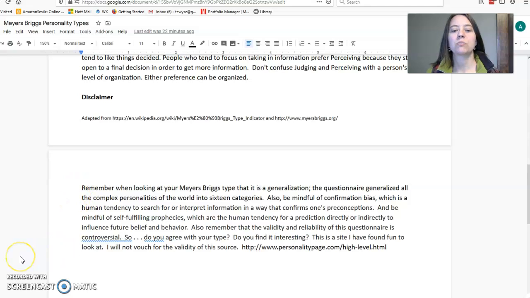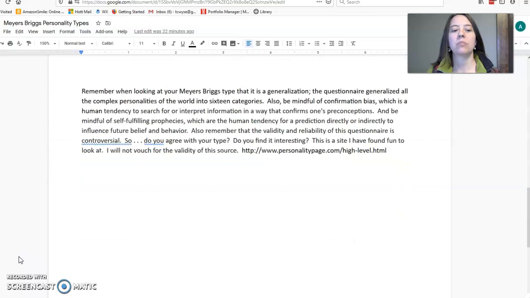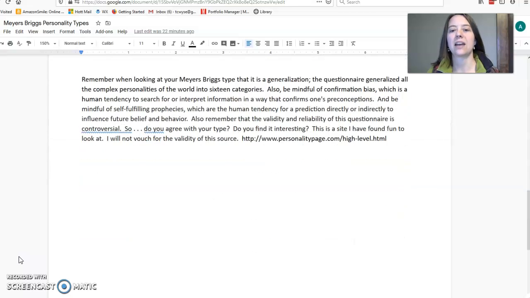Remember when looking at your Myers-Briggs type that it is a generalization. The questionnaire generalized all the complex personalities of the world into 16 categories. Also, be mindful of confirmation bias, which is a human tendency to search for or interpret information in a way that confirms one's preconceptions. And also be mindful of self-fulfilling prophecies, which are the human tendency for a prediction directly or indirectly to influence future belief and behaviors. Also remember that the validity and reliability of this questionnaire is controversial.